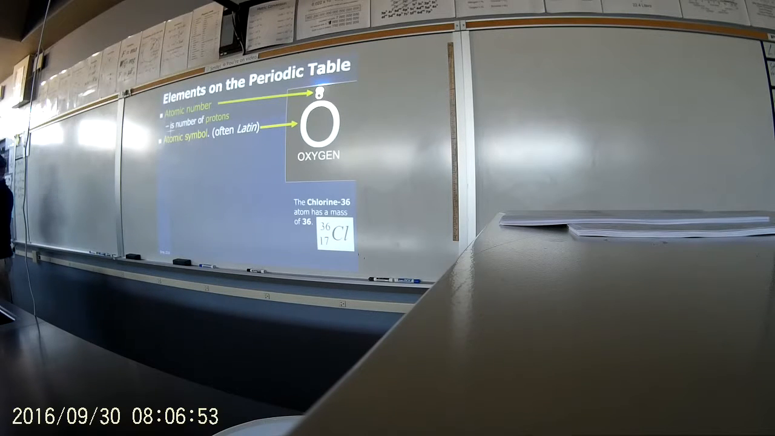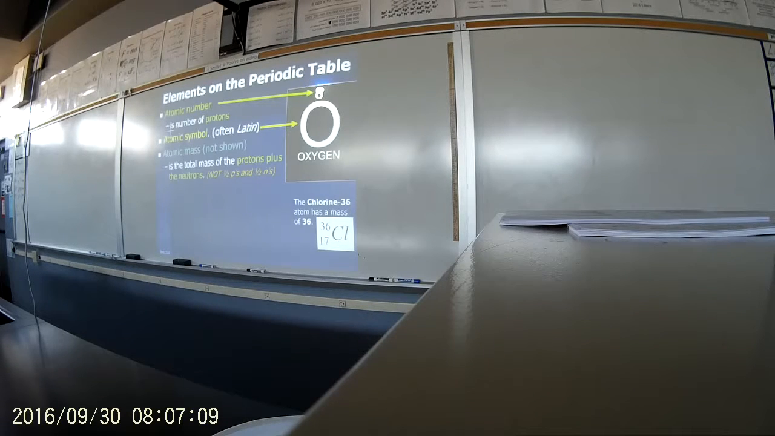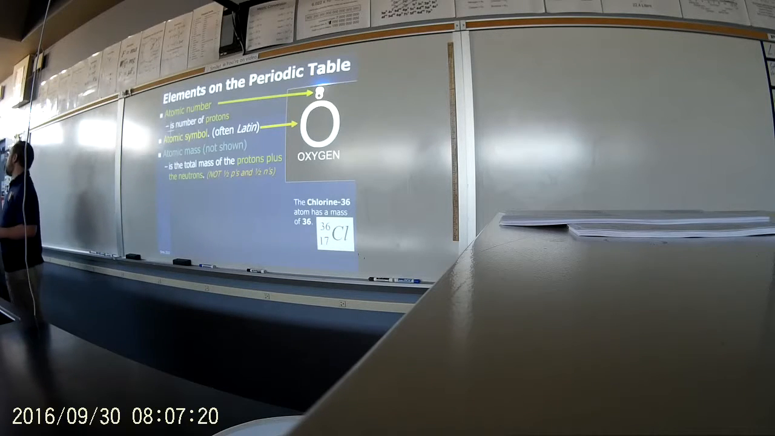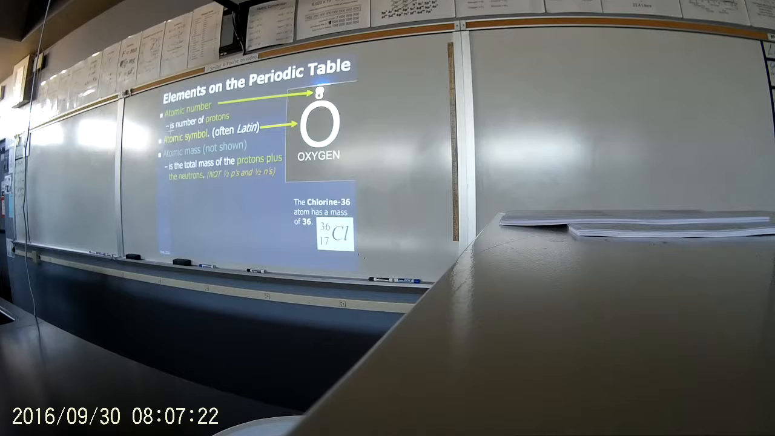Okay, now here's the crazy thing about elements in the periodic table. Oxygen has 8 protons. It can have 7, 8, or 9 neutrons. But the mass that's on your periodic table is not a whole number. I'll say this again. The mass on your periodic table is not a whole number. If you look at the wall, you see oxygen is pretty close to 16, but not exactly 16. And carbon is pretty close to 12, but not exactly 12.